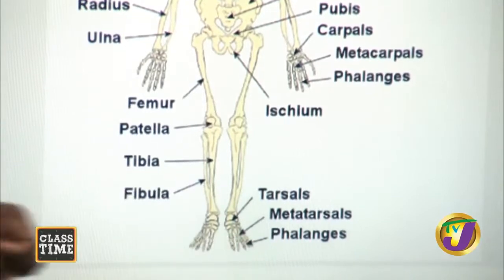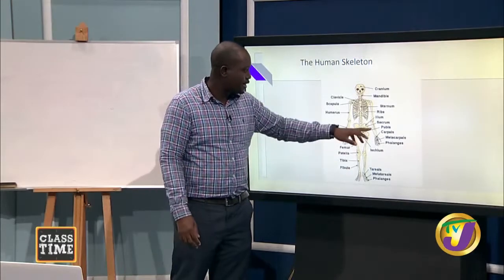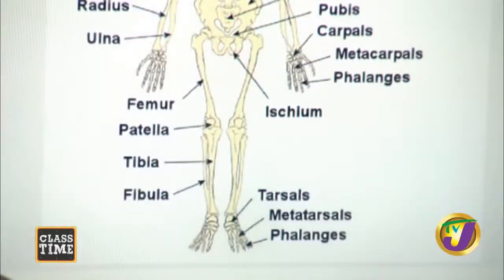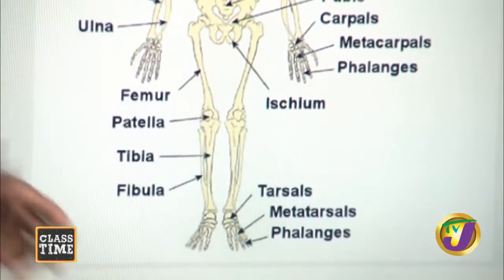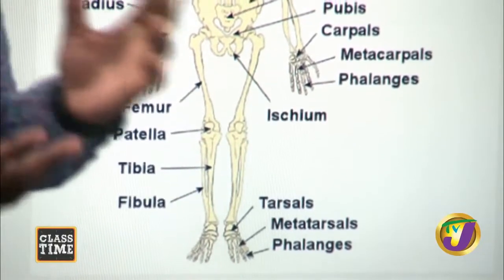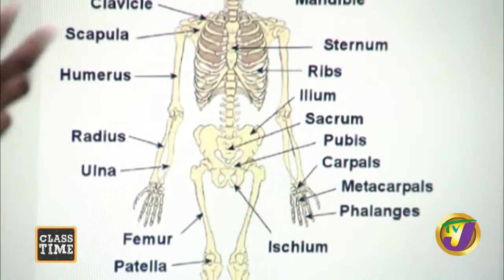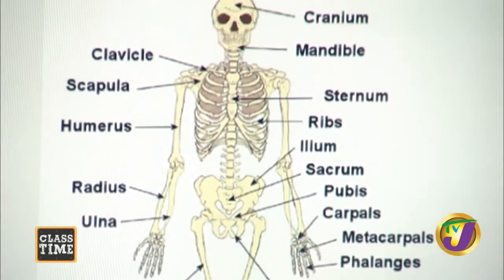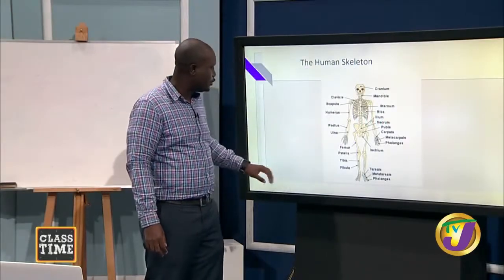students normally mix the tarsals with the carpals. So you have to know the tarsals are found within your foot and the carpals within your hand. So do not mix up the two terms. Carpals, hand, carpal tunnel syndrome, hands, and tarsals, your feet. So you need to know the major bones of the human skeleton.